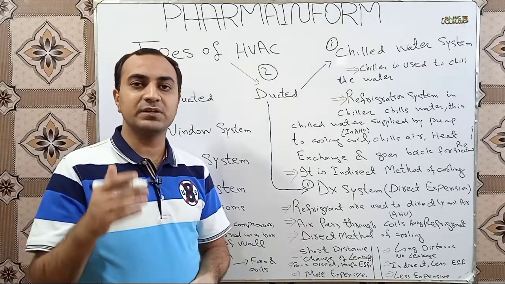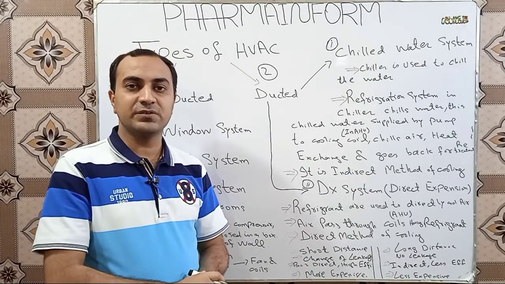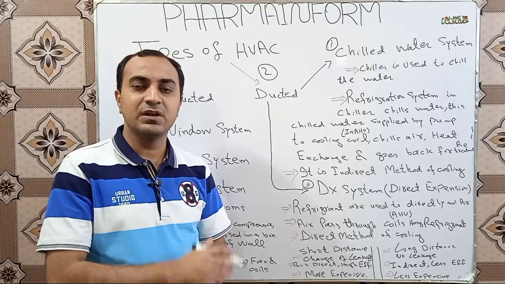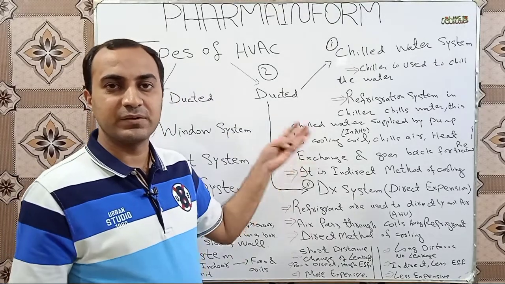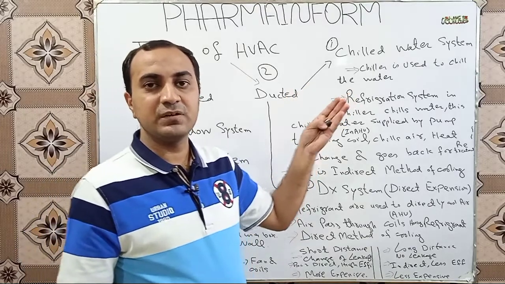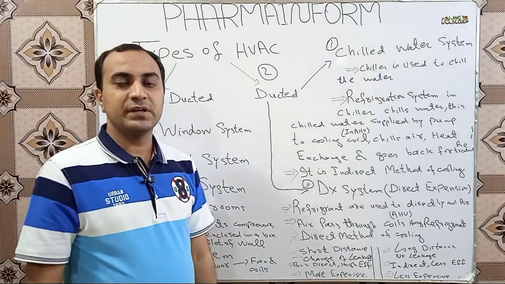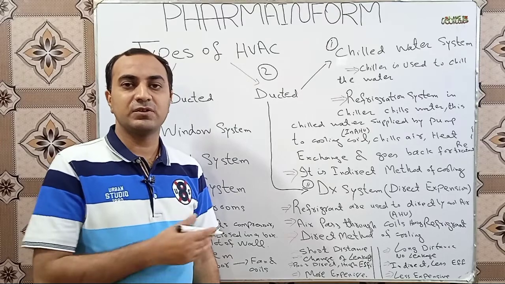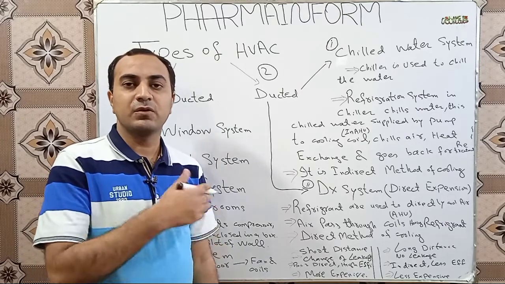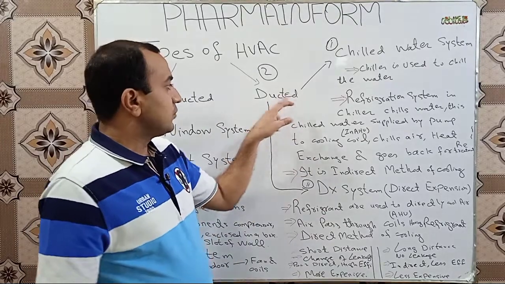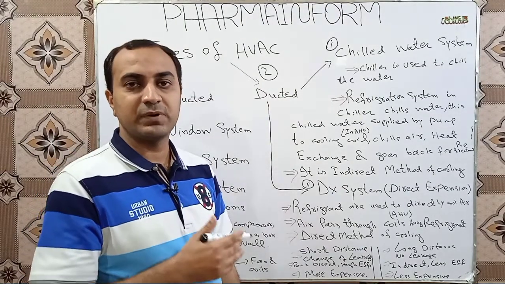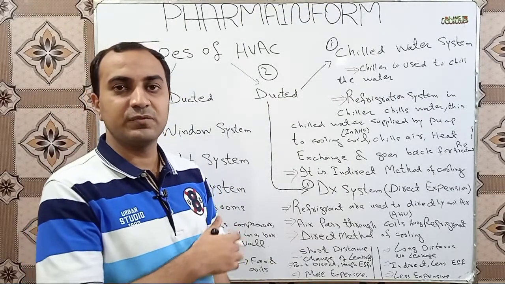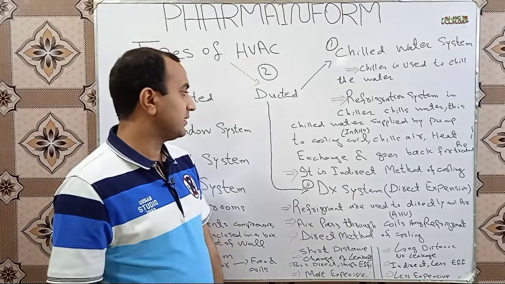You can easily observe these ducts in pharmaceutical industries. There is a net, like a web of ducts, which from the ceiling go into different areas or rooms like the granulation area, compression area, coating area. So ducted means the air from the AHU is supplied through the ducts to the various rooms or areas.